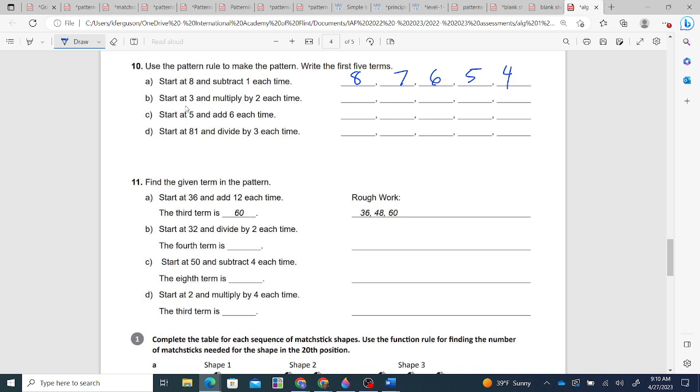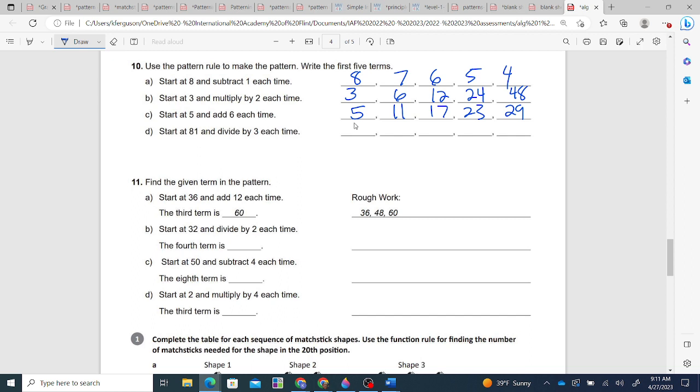Okay. And now we're going to start with 3 and we're going to multiply by 2 each time. So I got 3, then I got 3 times 2, and then 6 times 2, and then 12 times 2, and then 24 times 2. Next, I'm going to start with 5, and then I'm going to add 6 each time. So I got 5, and then I add 6, and then I got 11, and I add 6, then I got 17, and I add 6, and then I got 23 and add 6.